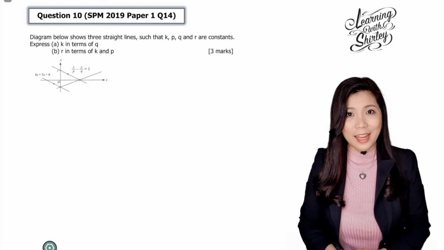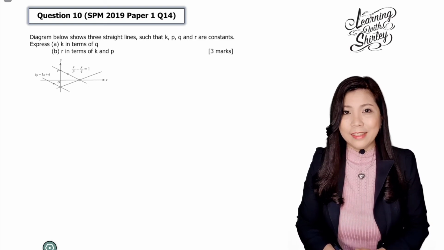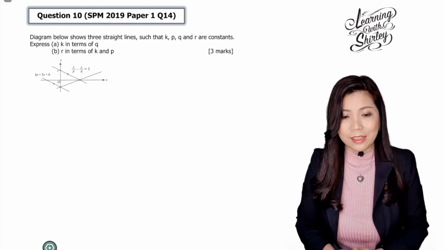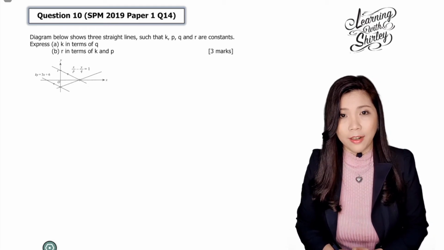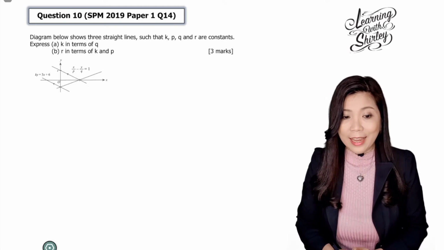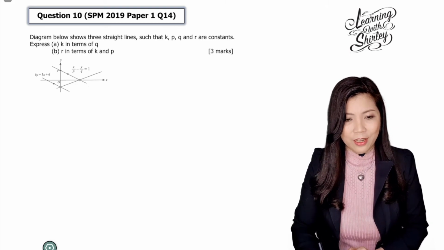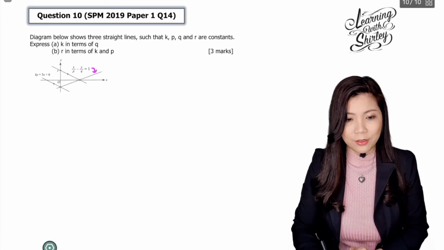Let's look at question number 10. This is SPM 2019, question 14. The diagram below shows 3 straight lines such that k, p, q, and r are constants. Express (a) k in terms of q, and (b) r in terms of k and p. This is 3 marks. So this equation belongs to this line.